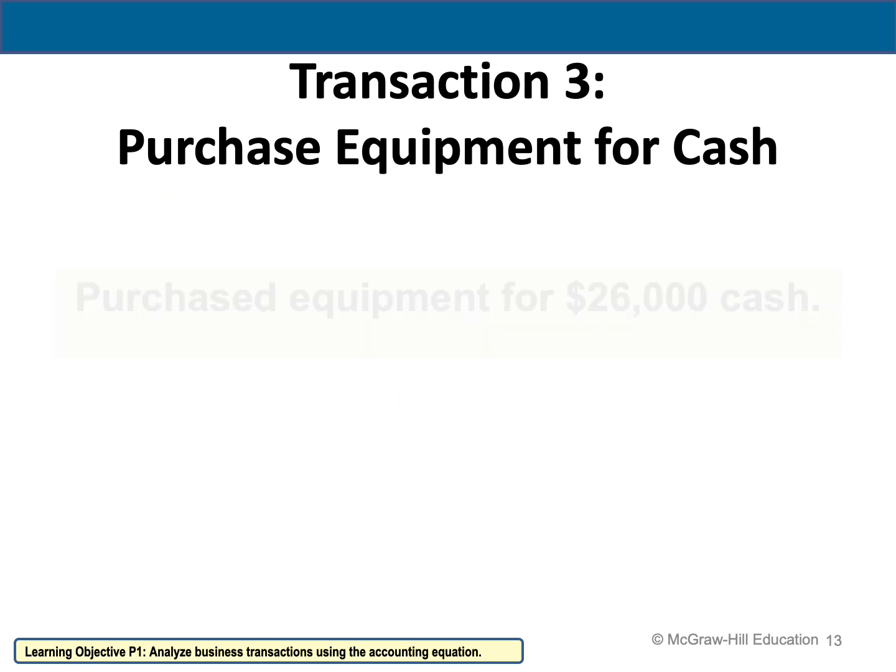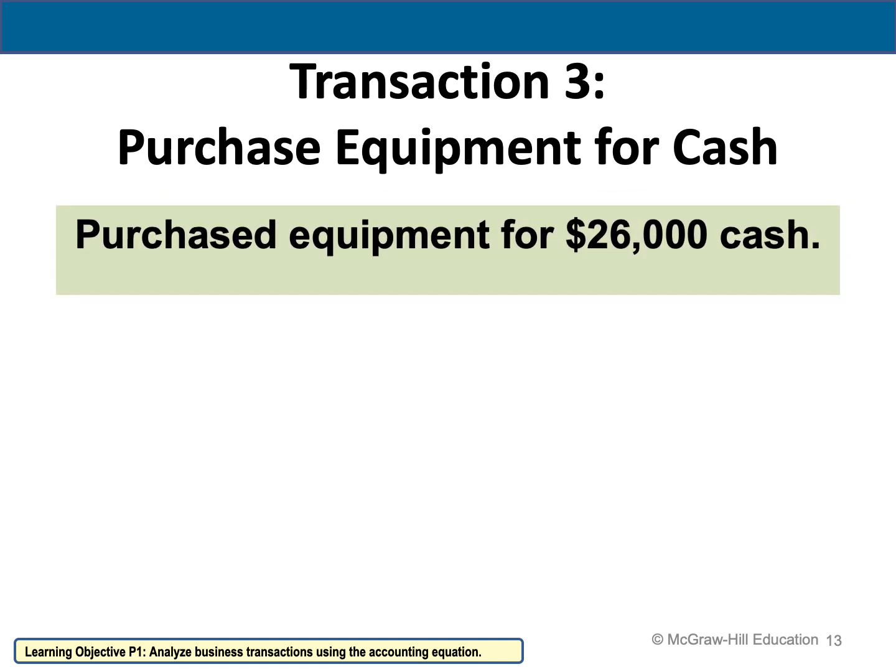Transaction 3. In transaction 3, the company purchased equipment for $26,000 cash. Again, we purchase equipment. Equipment is an asset, and whenever you purchase equipment, it means my equipment is increasing.